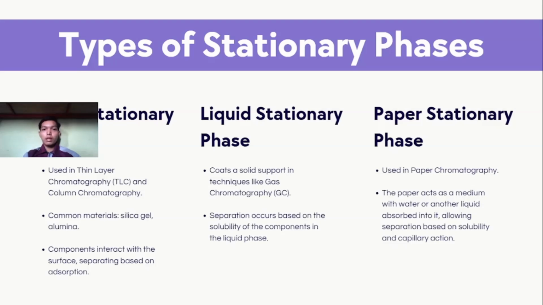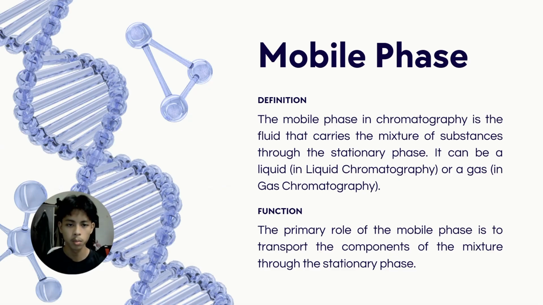The second one is liquid stationary phase. It coats a solid support in techniques like gas chromatography, GC. The separation occurs based on the solubility of the components in the liquid phase. Lastly is paper stationary phase. It is used in paper chromatography. The paper acts as a medium with water or another liquid absorbed into it, allowing separation based on solubility and capillary action.